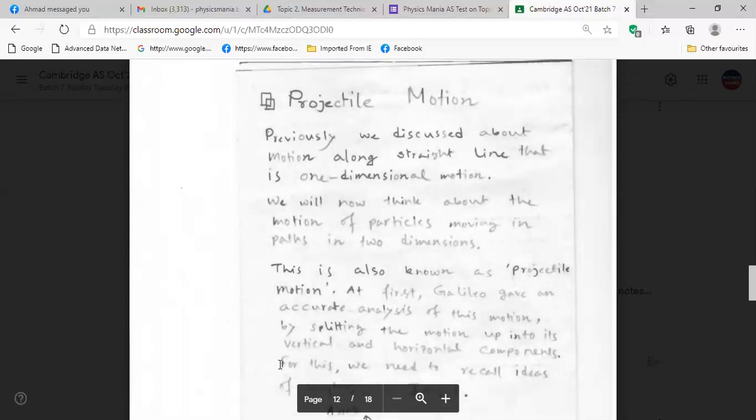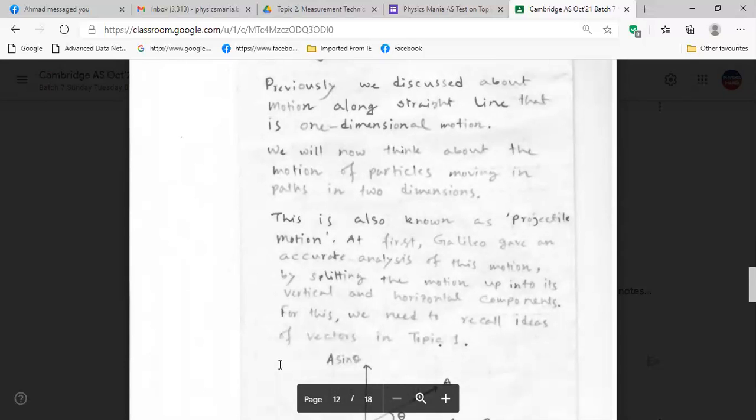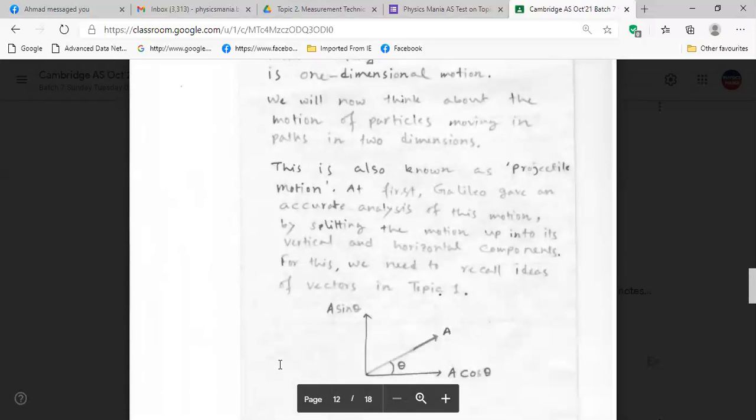Can you read, Farhan, what's written here? Certainly, sir. Previously, we discussed motion along a straight line, that is one-dimensional motion. We will now think about the motion of particles moving in paths in two dimensions. This is also known as projectile motion. At first, Galileo gave an accurate analysis of this motion by splitting it up into its vertical and horizontal components. For this, we need to recall ideas of vectors in topic 1.